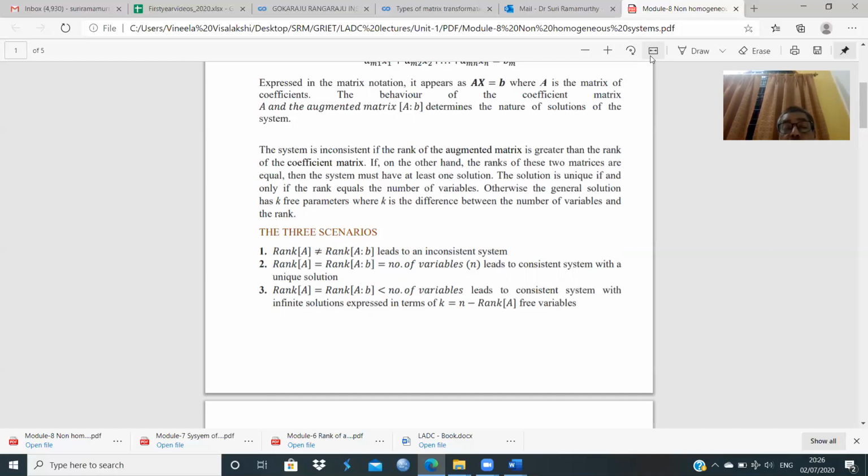And the third scenario is when the rank of the coefficient matrix and the rank of the augmented matrix match, but this common rank is less than the number of decision variables. This leads to a system with infinite number of solutions, and such solutions are generally expressed in terms of free variables, and the number of such free variables is given by a number k determined by n minus the rank of the matrix.